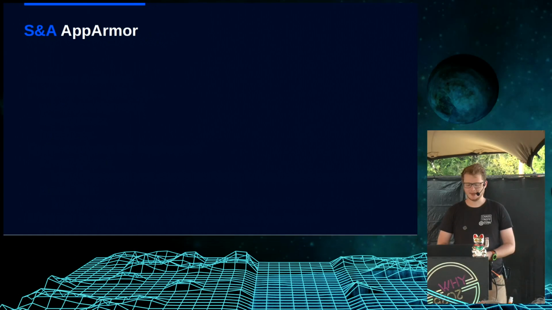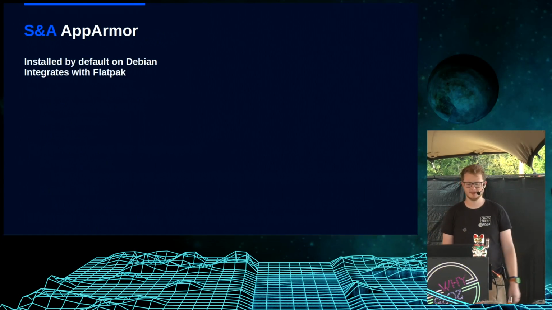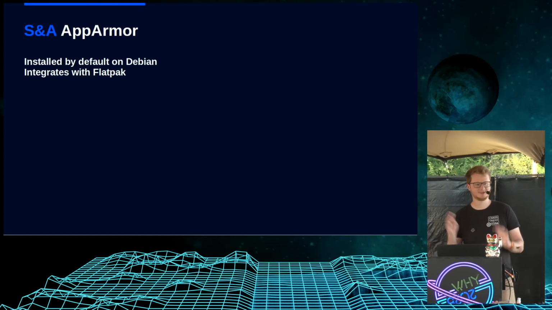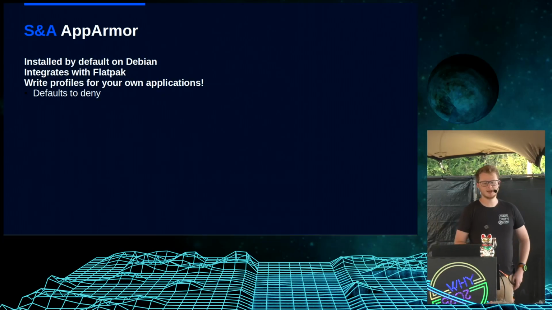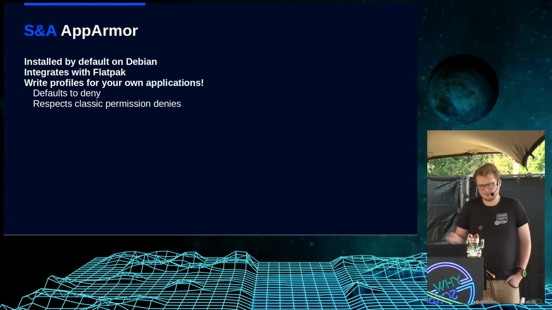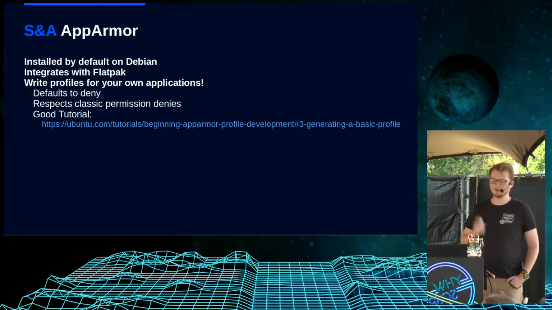So, yeah, AppArmor. It is installed by default on Debian. You can already see it in systemd being active. It integrates more or less nicely into Flatpak, and in AppArmor you have to write a profile for each application you want. Interestingly, it also decides to just deny everything, and as I've mentioned before, it is also respecting the classic permission system. You can find a really good tutorial there.